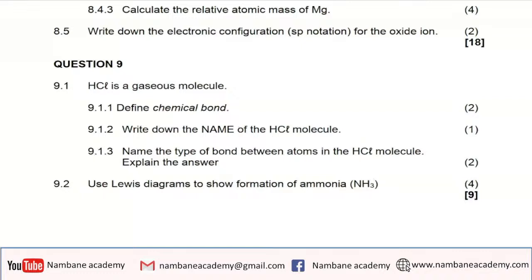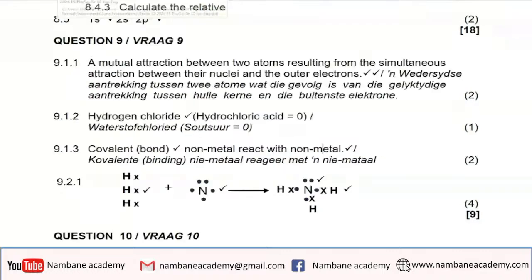And then 9.1.3, name the type of bond between the HCl molecule. Explain the answer. Now the type of bond is going to be a covalent bond. Why? You are having a non-metal reacting with a non-metal for another mark. 2 marks for that one there.